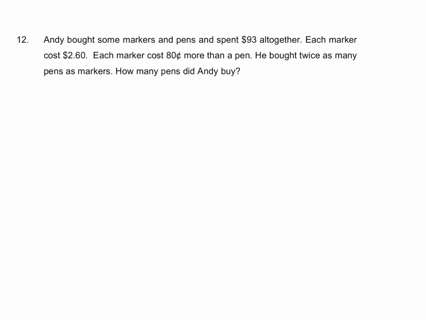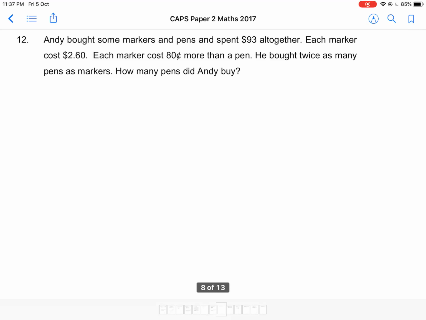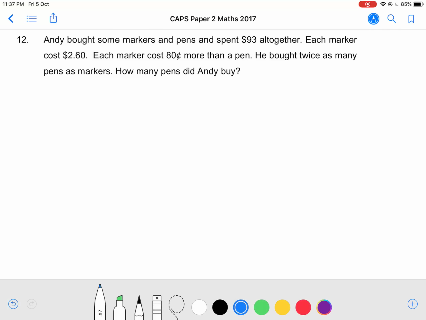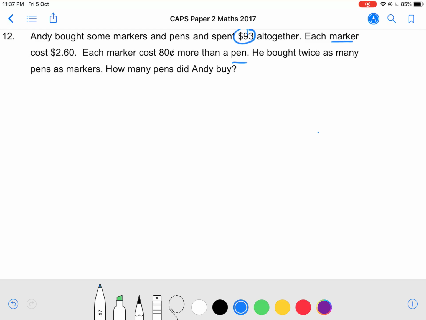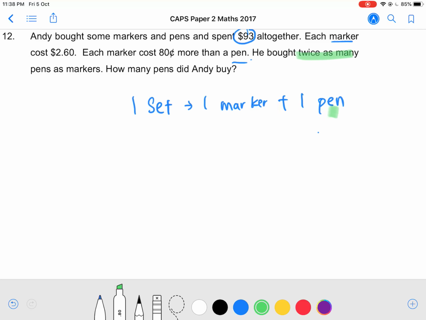Okay, question number 12, it is about, feels like sets to me. Alright, so you have got a total of $93 spent on marker and pen. But there's an additional condition. Instead of one set with one marker and one pen, the statement here says this: twice as many pens as marker.